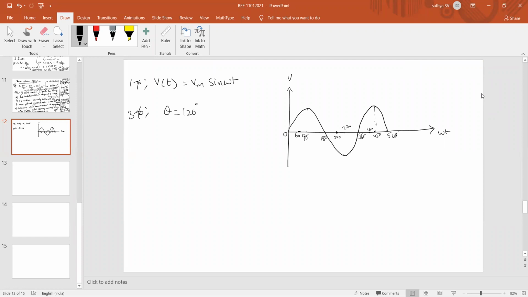Now the second phase will start after 120, correct? 120 degrees angular difference. So 120 means 90 plus 30. Is it 120, correct? Yes, sir. Right. So from this point, the wave should start. I will change the color. One moment.